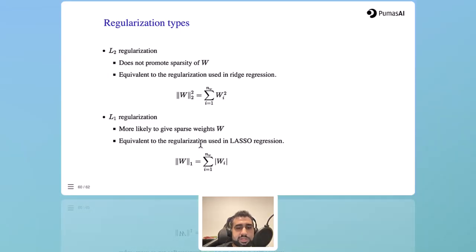The L1 regularization is equivalent to the regularization term used in lasso regression, and it's more likely to give sparse weights. Okay, there's no guarantee that you will actually get very sparse weights here, but at least it doesn't destroy sparsity, or it doesn't actively promote non-sparsity, which L2 regularization actually does. And so you're more likely to get sparse weights here. The L1 regularization basically amounts to just the sum of the absolute values of the weights. So here we're adding to our cost, or our loss function, the sum of square of the weights. Here we're adding the sum of the absolute values of the weights.